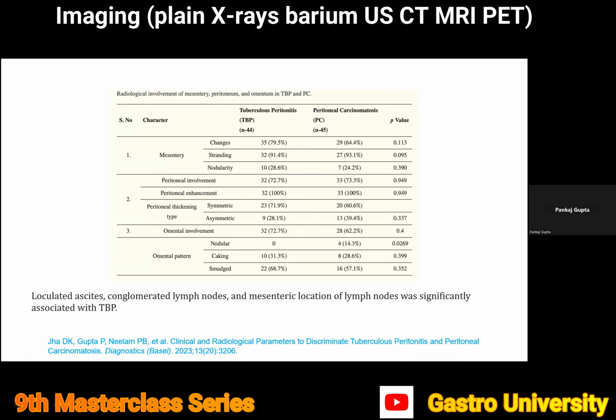This was a recent study performed by our group, where we saw that except for the nodular involvement of the omentum, there were no other features in the mesentery or peritoneum or omentum that could differentiate peritoneal tuberculosis from peritoneal carcinomatosis. However, the presence of loculated ascites, conglomerated lymph nodes, and the mesenteric location of lymph nodes were significantly associated with tubercular peritonitis.